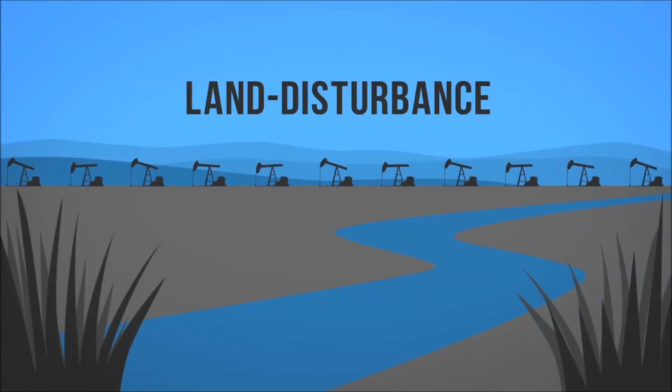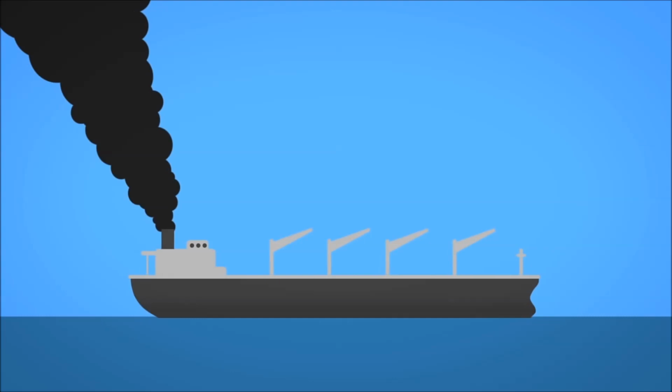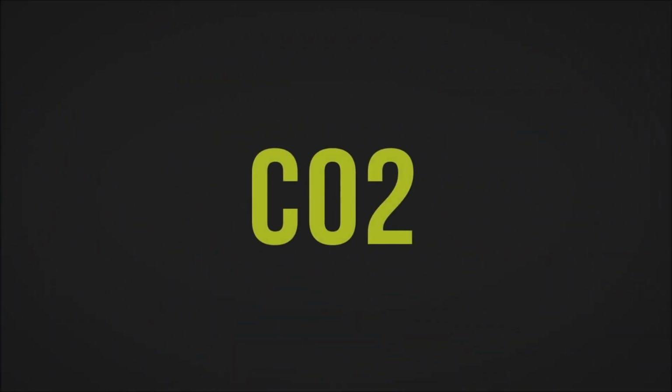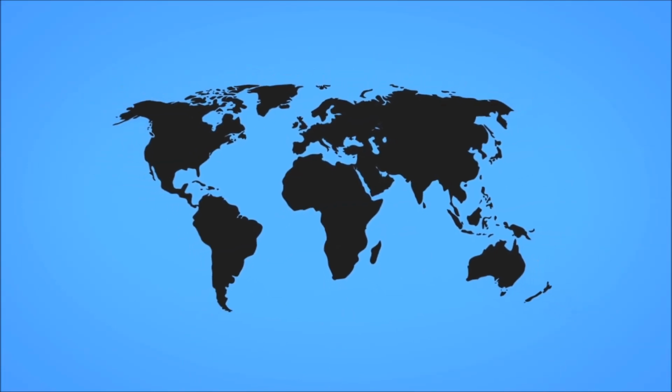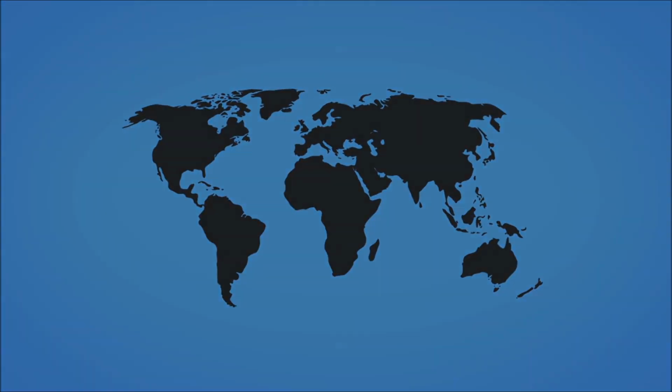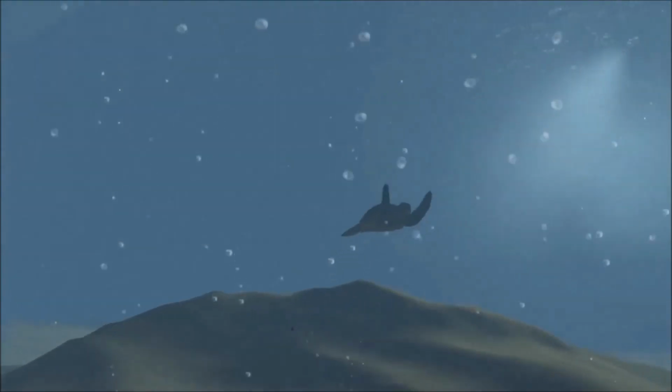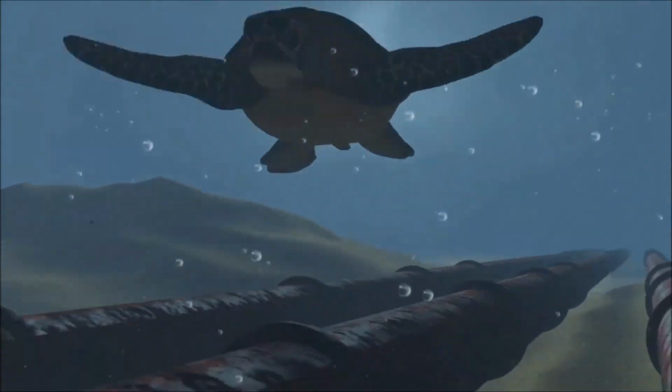Producing oil causes land disturbance, sometimes in environmentally sensitive areas. Oil-powered transportation systems contribute to global greenhouse gas emission levels. And control of oil resources is a persistent factor in geopolitical tensions globally. Oil pollution in the oceans can have a disastrous effect on marine life.